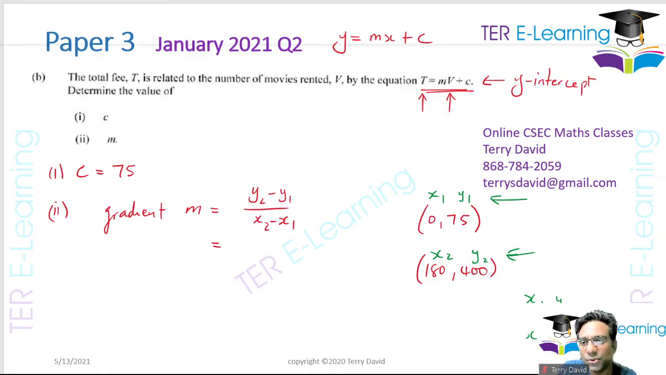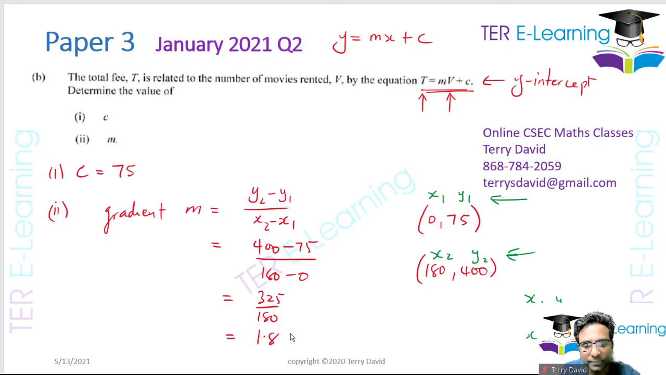So I'm going to substitute these numbers now into my formula. So y2 is 400, so this is 400 minus 75 over 180 minus 0. And you're just going to use the calculator here. So this is 400 minus 75, and I'm going to get 325. 325 over 180, and that's going to give me 1.8. So we're getting about 1.8. So that's what I'm getting here based on my graph.